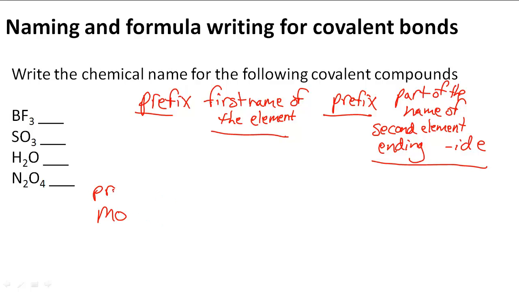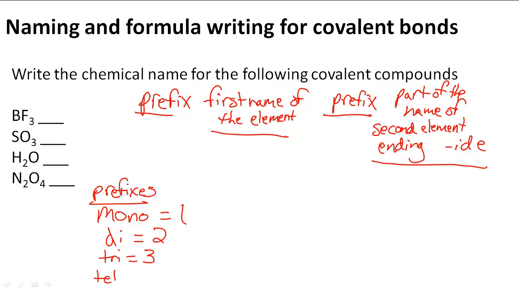I'm going to write the prefixes here. Mono stands for 1. Di stands for 2. Tri stands for 3. Tetra stands for 4. Penta stands for 5. And there are more prefixes for larger numbers, so if you need prefixes for more than 5, you can look up the complete list.